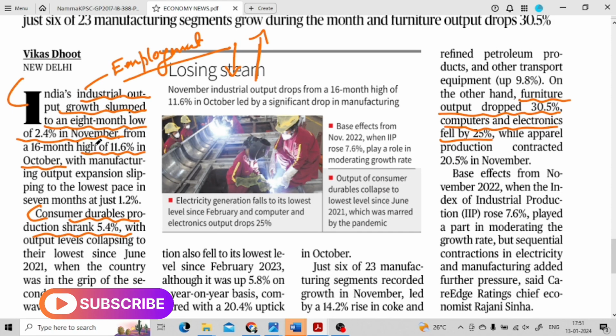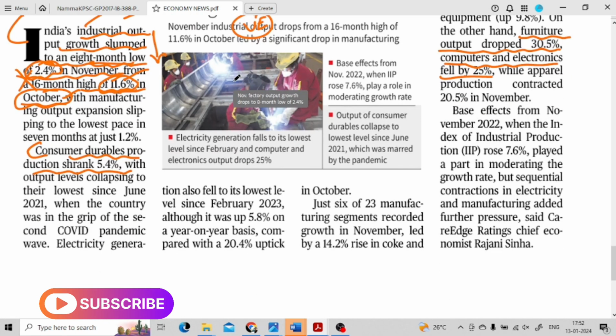From the 16-month high in October, when we experienced 11.6% growth, we now have an 8-month low of 2.4%. Forget about these numbers, they are not at all important. What is important is the decrease in industrial growth. Its indicator is that unemployment is increasing. You remember that particular point, right?